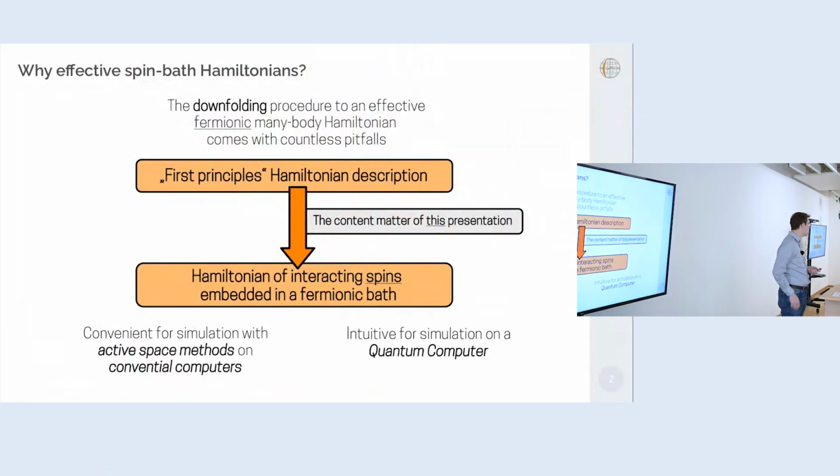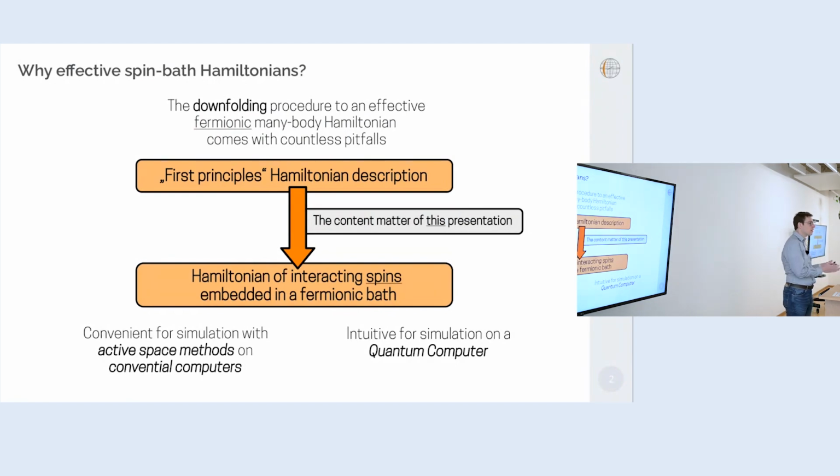two-tier, two-level method. The main aim is to go from the first principles Hamiltonian description of the magnetic material to a spin bath model Hamiltonian description that is then suitable to directly simulate on a quantum computer, because now we have spins, and maybe we can even treat the bath with bosonic modes, for example. That would be ideal if the device allows for that.